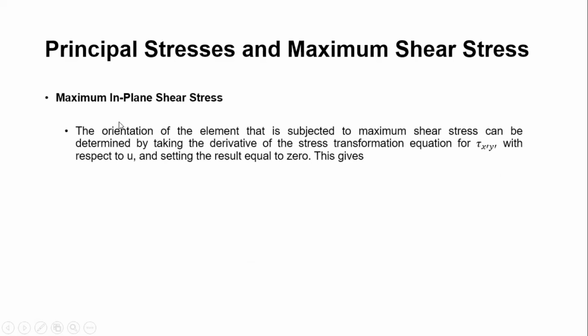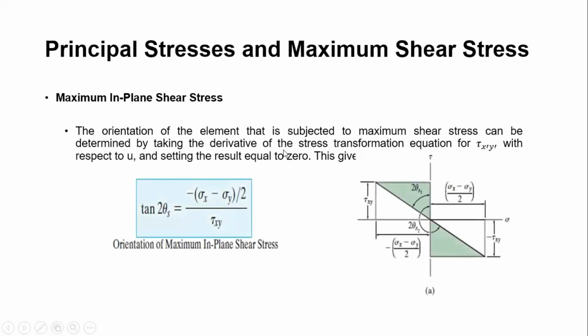And paano naman kapag maximum in plane shear stress? So the orientation of element that is subjected to maximum shear stress can be determined by taking the derivative of shear stress transformation for tau x prime y prime with respect to theta and setting the results equal to 0. So ang makukuha natin ditong formula is tan 2 theta s or theta sub s is equals to negative sigma x minus sigma y over 2 divided by tau xy.